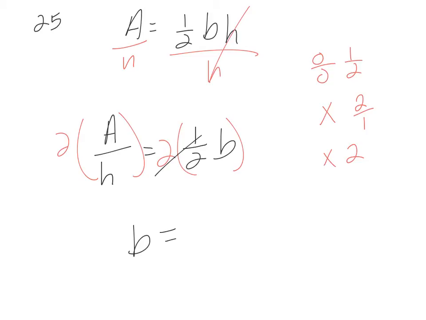2 times a over h, you could write as 2a over h. I'm sorry, I misspoke that. 2 times a over h, you can rewrite as 2a over h. So the 2 can go on the outside, but it's going to be nicer to write that 2 as part of the numerator, so 2a over h.